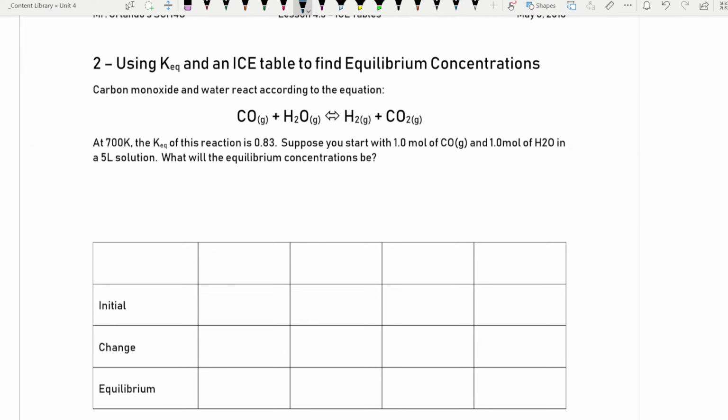We know the Keq. Let's start just by writing an equilibrium expression. Never a bad idea. I actually should have started with that on the last question too. This is always a good place to start.